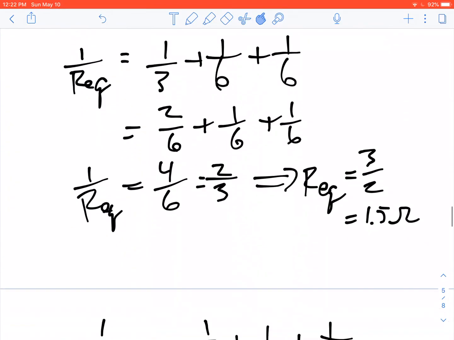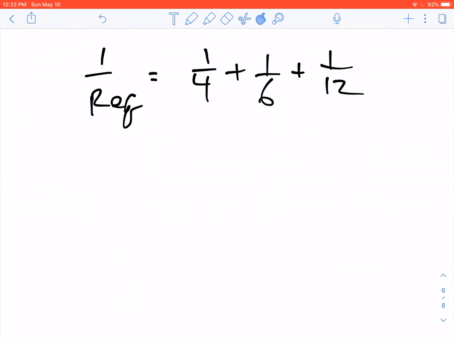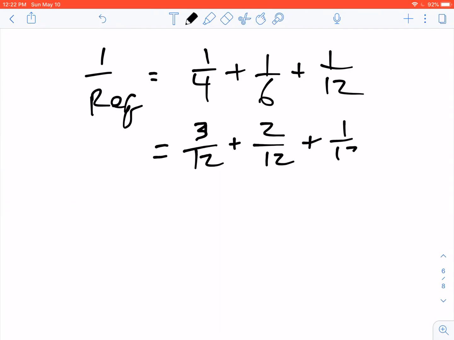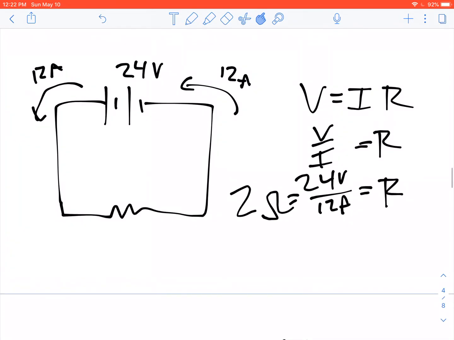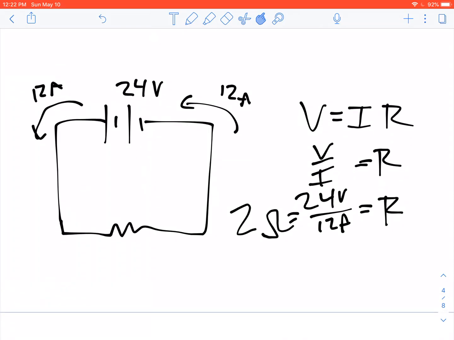Let's go back and try the other one. We had a 4 ohm, a 6 ohm, and a 12 ohm resistor. So we try to calculate the equivalent resistance. We go, aha, 3 over 12 plus 2 over 12 plus 1 over 12 equals 6 over 12. We get a half. Is the answer a half? No. We have 1 over Req is a half, so the equivalent resistance is 2 ohms. We go back up to the top, look at this guy that we calculated, and wouldn't you know it, we got 2 ohms there. Ta-da.